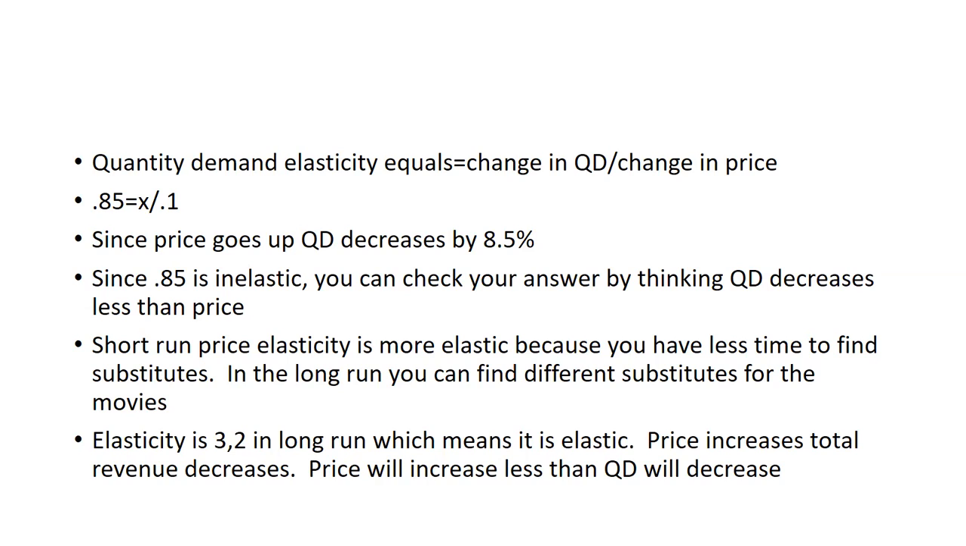Now, you know if the price went up 10%, quantity demanded has to go down. That's the law of demand. So it decreases by 8.5%. One of the ways to check that you did it right is that 0.85 is less than 1, so it's inelastic. So if price is going up 10%, quantity demanded has to go down less than 10%, and it's 8.5. Okay.